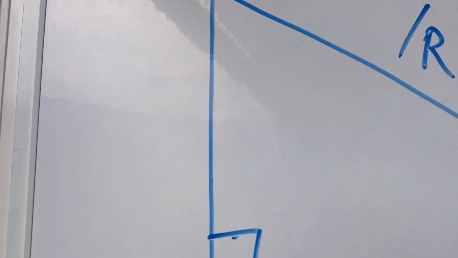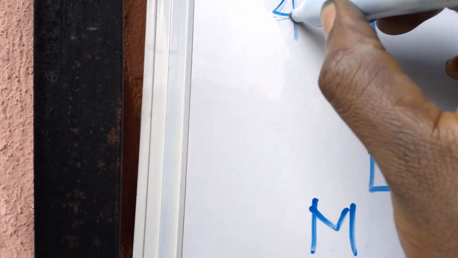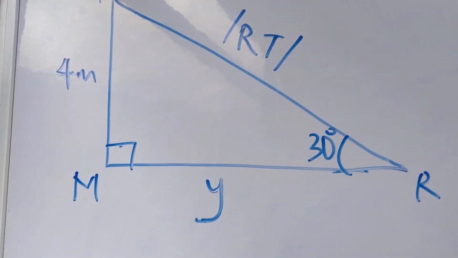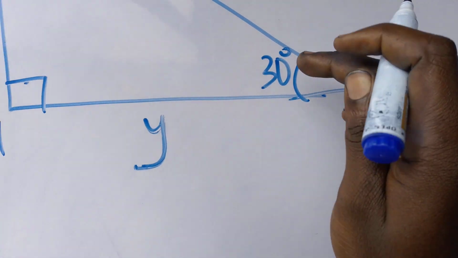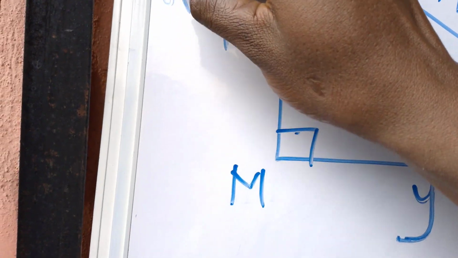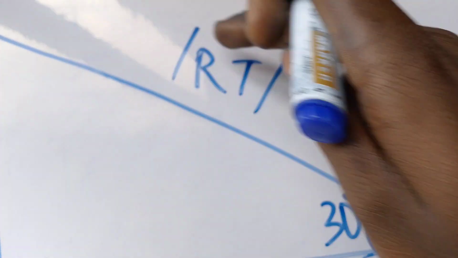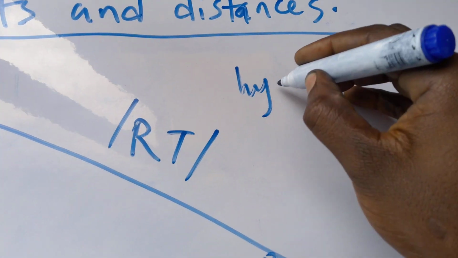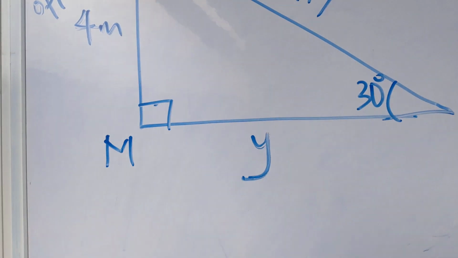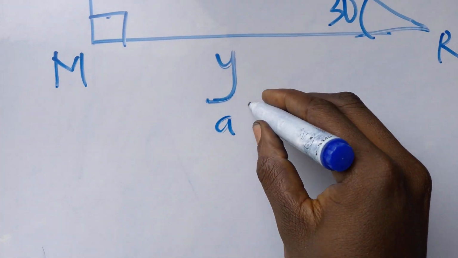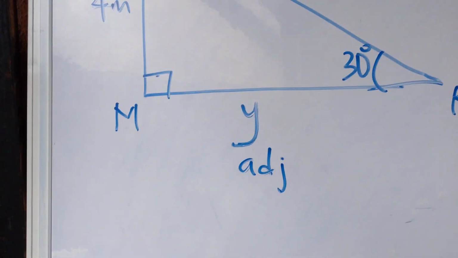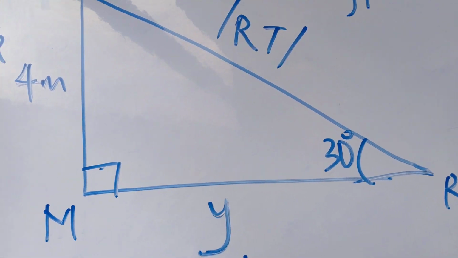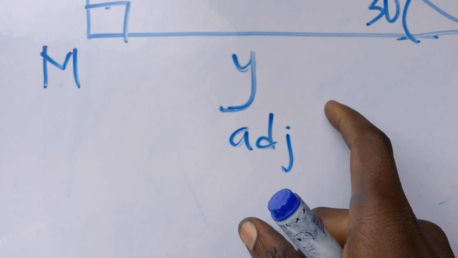So we have gotten that. We have here as 4 meters. The side that faces the angle of inclination is my opposite side. The longest side facing 90 degrees is the hypotenuse. The remaining side becomes the adjacent. Using my trig ratios, I take opposite over adjacent, I can find y.